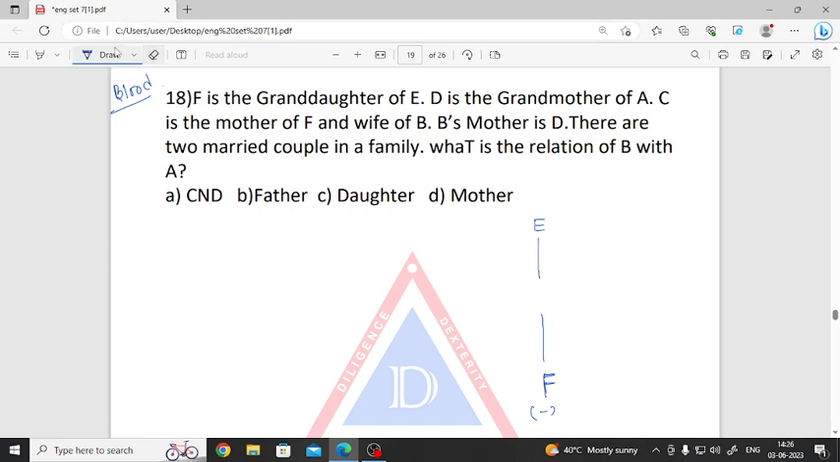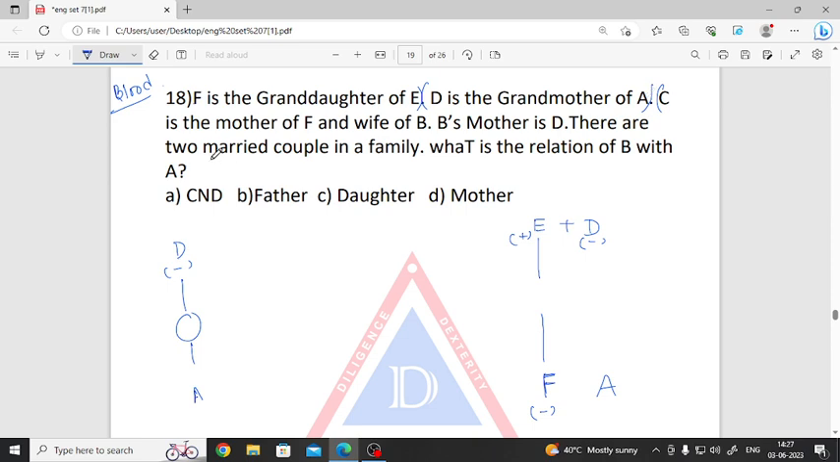ठीक? चलो. Next, D is the grandmother of A. Achha chalo, D is the grandmother of whom? A. So that means D's son or daughter should be the father or mother of A. Achha, let's make husband and wife of E and D. D is the grandmother of A, so D should be the mother and E should be the father, means husband and wife.